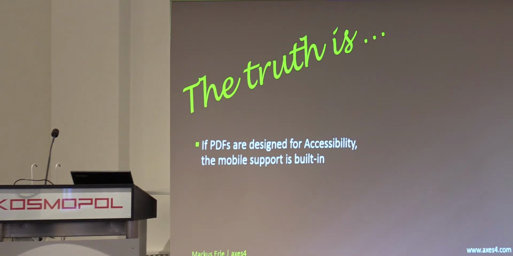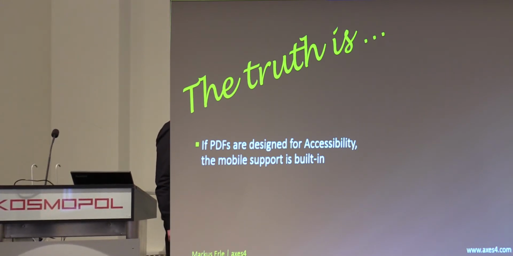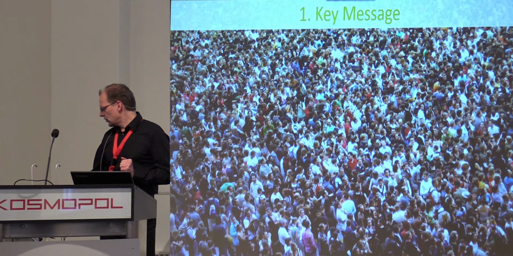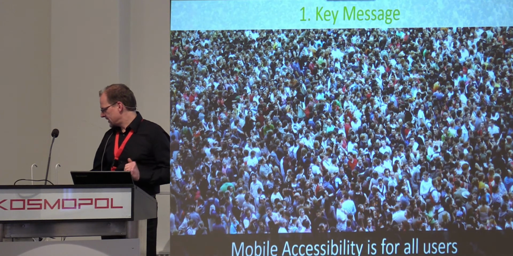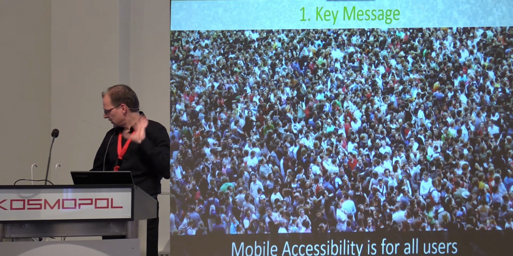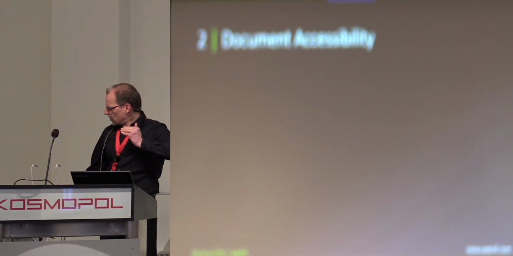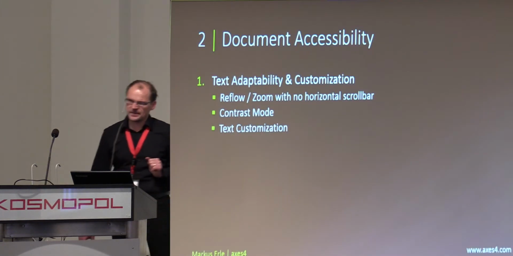And we have seen that logical structure Matthew showed you, and all that stuff. If PDFs are designed for accessibility, the mobile support is built in. And so my first key message: mobile accessibility is for all users, only to remember that. Let's go one step back. Document accessibility, what does that mean?